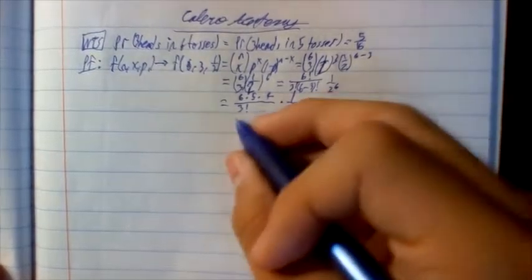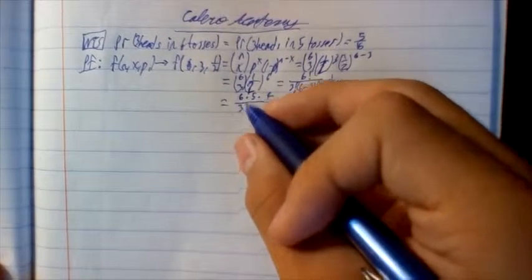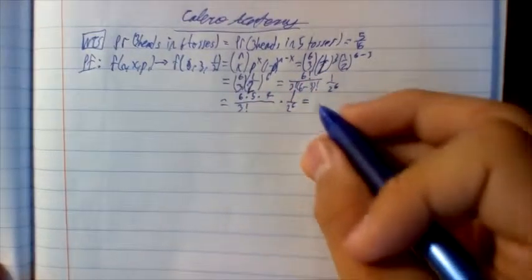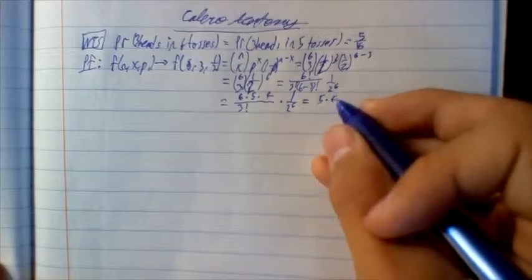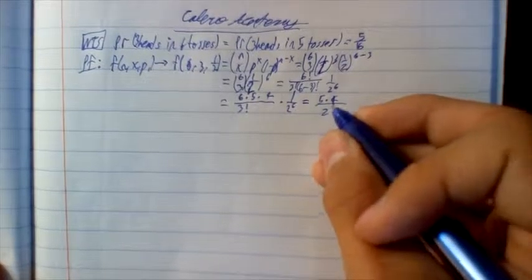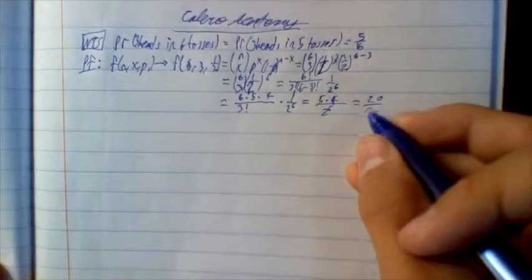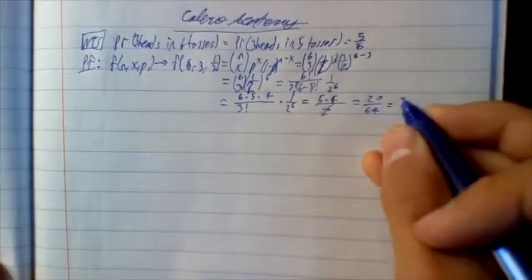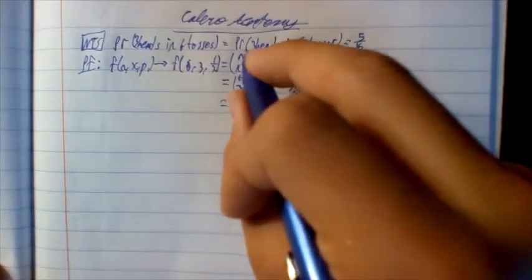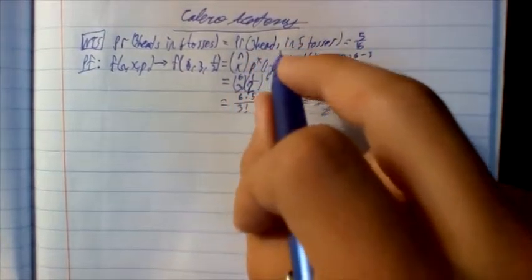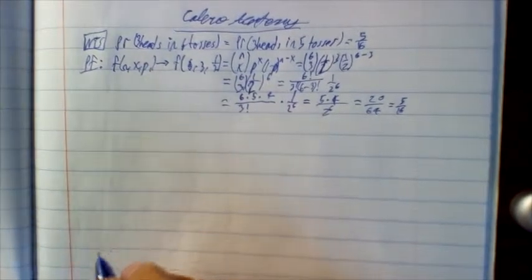Simplifying further, 3 factorial is going to be 6. So 6 over here divided by 3 factorial is going to get rid of that. So we're going to be left with 5 times 4 on 2 to the power of 6, which will equal 20 on 64, which will equal 5 on 16. Now we've done half of our proof. Let's now show that the probability of 3 heads in 5 tosses is also equal to 5/16.